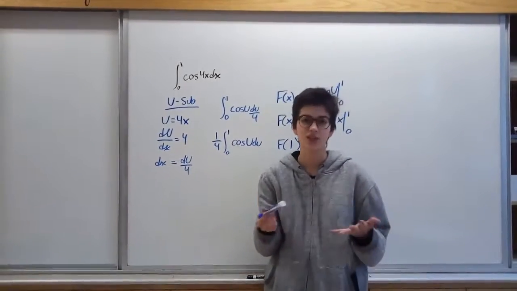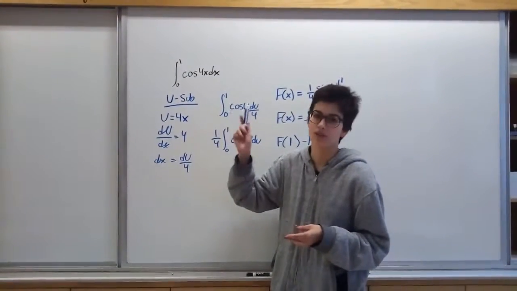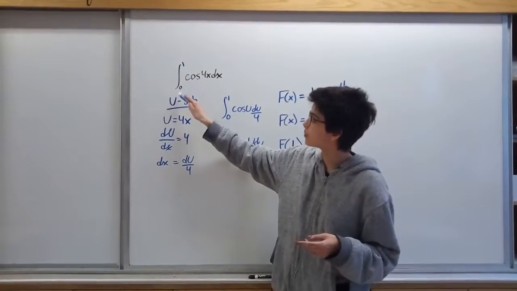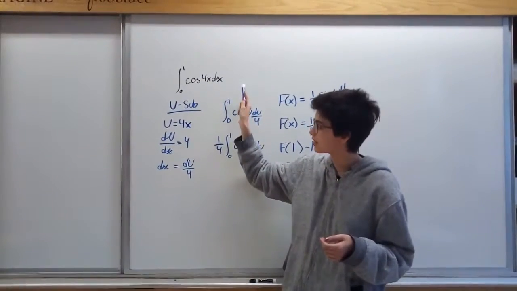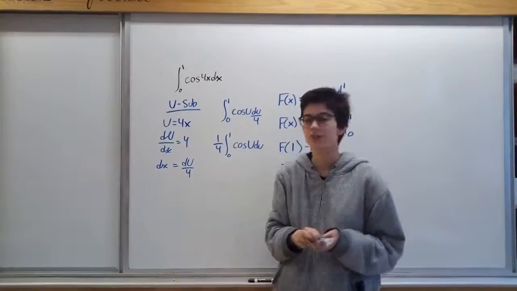The next example of integration with trig is using this function here, which is bounded. So we have the integral bounded from 0 to 1 of cos 4x dx. We're going to be using u substitution to make this simpler.